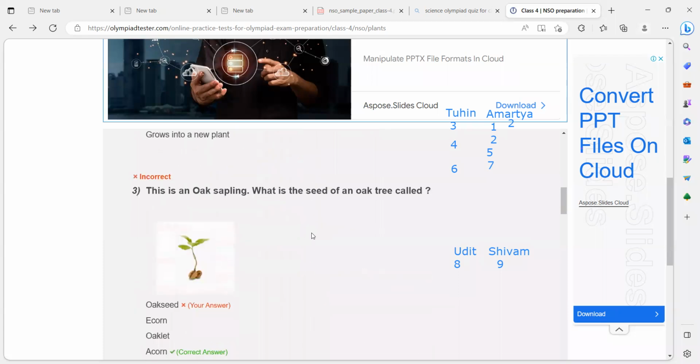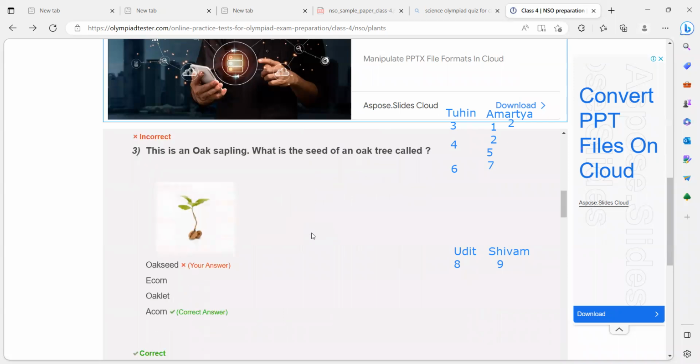This is an oak sapling. What is the seed of an oak tree called? It is called acorn. The name of the seed of an oak tree is called acorn. Tuhin told oak seed. It is incorrect. Acorn is correct. Tuhin, have you understood better? The name of the oak seed is acorn.